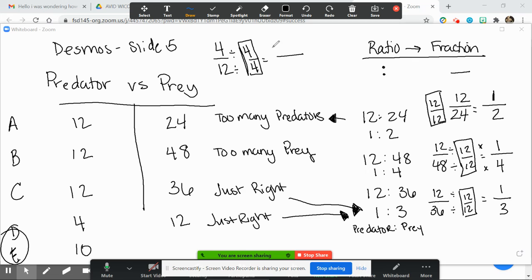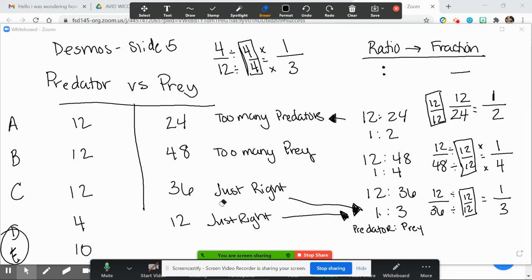And 4, or I can think, what times 4 is 4? Well, 1 times 4 is 4. And what times 4 is 12? Well, that's 3. 1 to 3. Is that the same ratio that we had down here? Absolutely. So that means we are going to look for something that goes with 10 that gives us a 1 to 3 ratio.